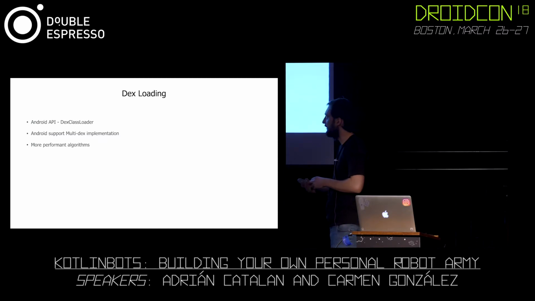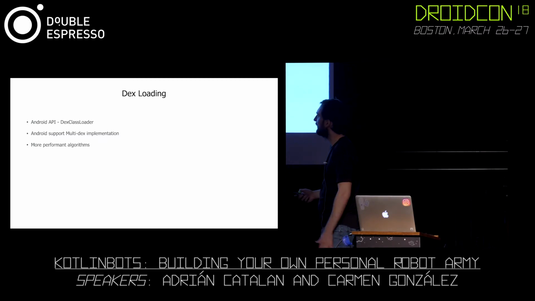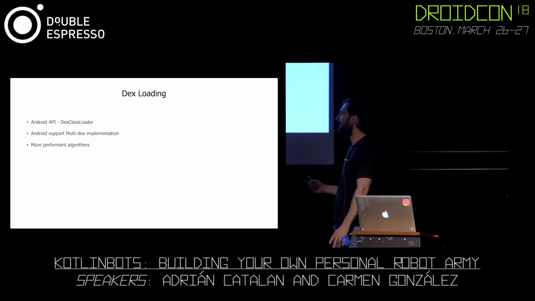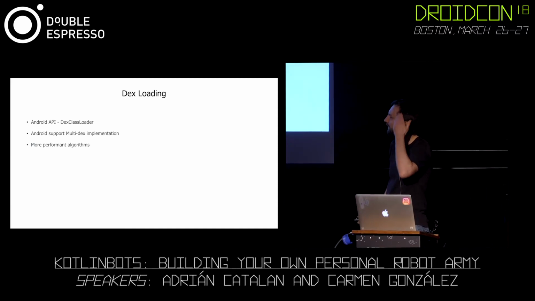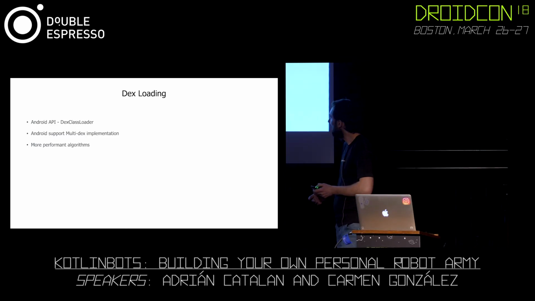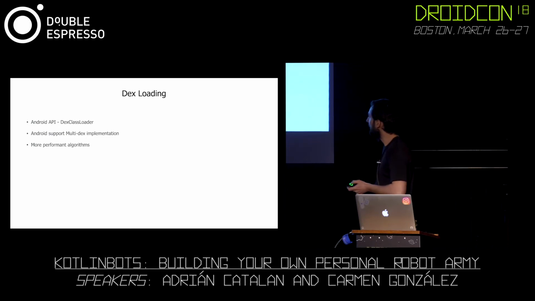One option is to use the Android API, which is DexClassLoader. Another is to roughly follow what the support library does for multidexing. This code is open source, so we can check it out. Or we can think of implementing more performant algorithms. Okay, let's try with the DexClassLoader.